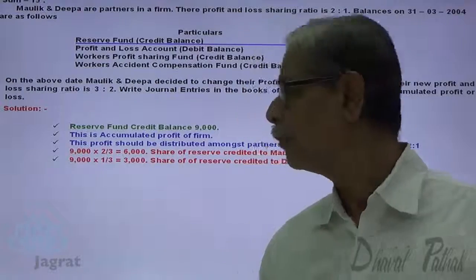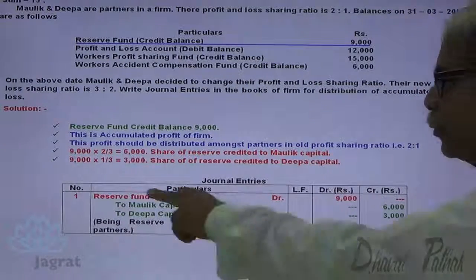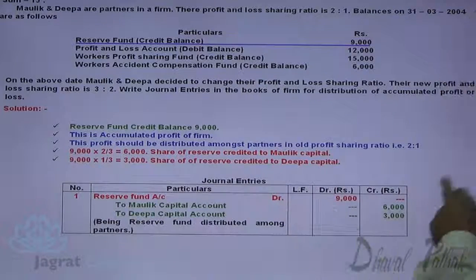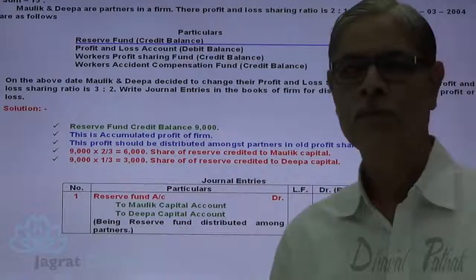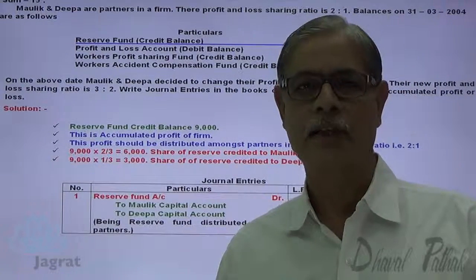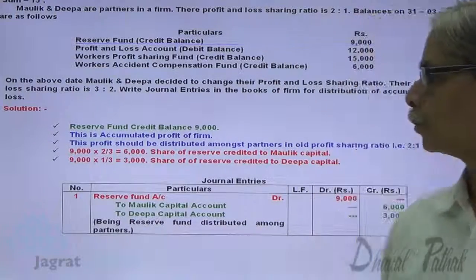gets debited. Observe the journal entry. Reserve fund account debit 9,000, to Maulik capital account credit 6,000, to Deepa's capital account credit 3,000, being reserve distributed amongst partners in their old profit sharing ratio. Now let me take next balance.